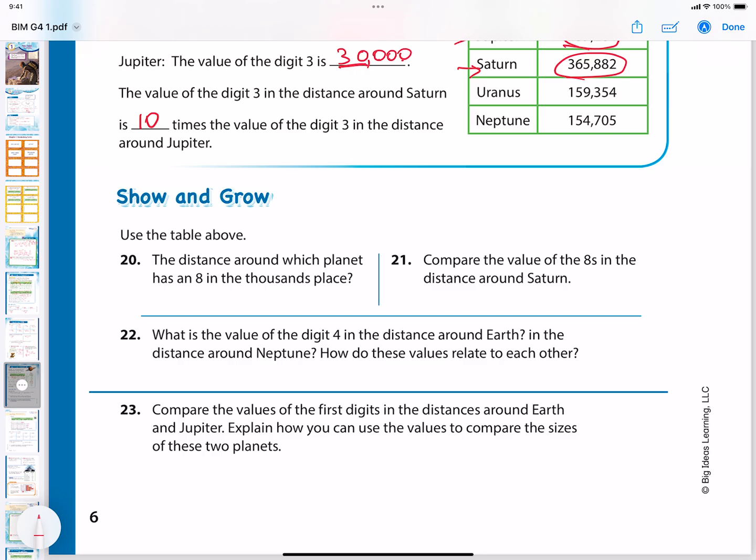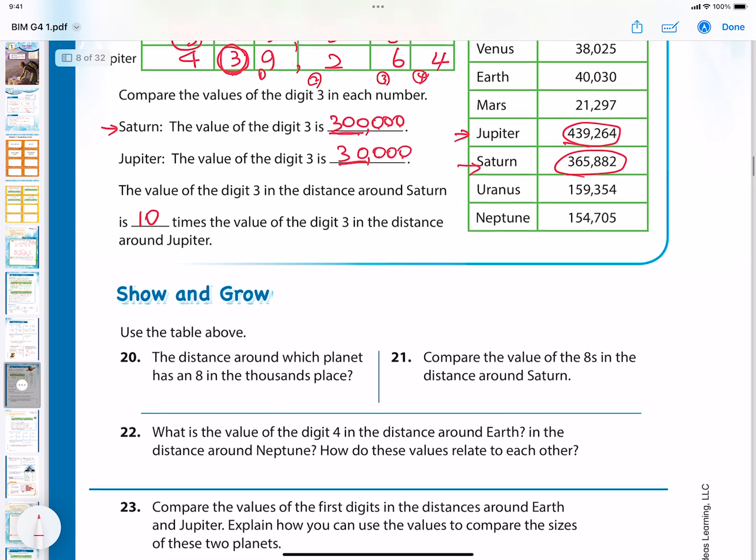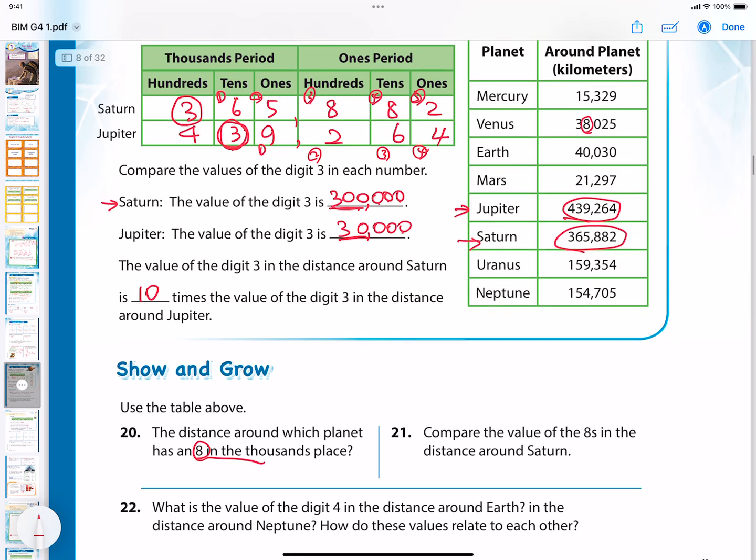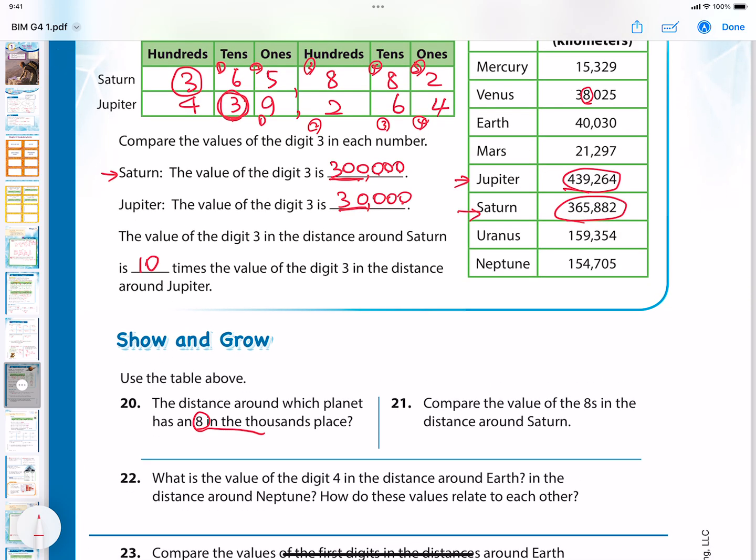Number 20, but you still need to use the table above. The distance around which planet has an 8 in the thousands place? In the thousands place, let's see, thousands. I found Venus. Is there more? Mercury is the first one. 8,000. That's it. So Venus. Nothing else has 8 in the thousands place.